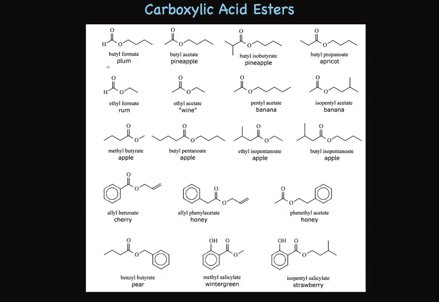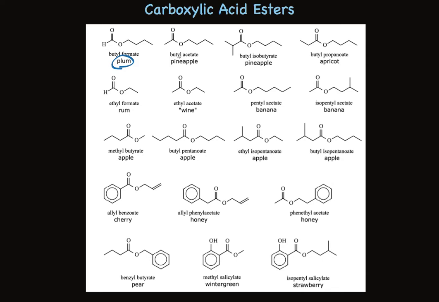The butyl ester of formic acid is essence of plum. There are a couple esters that are important constituents in pineapple. We've got apricot, rum, wine represented. A couple of different pentyl acetates are important constituents in banana.